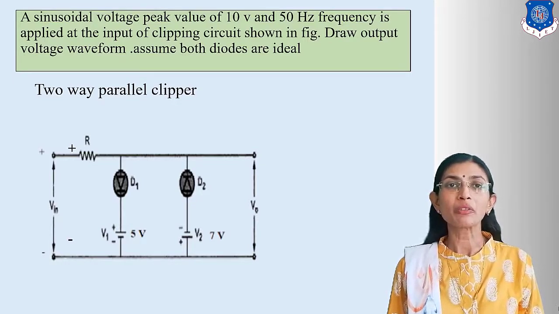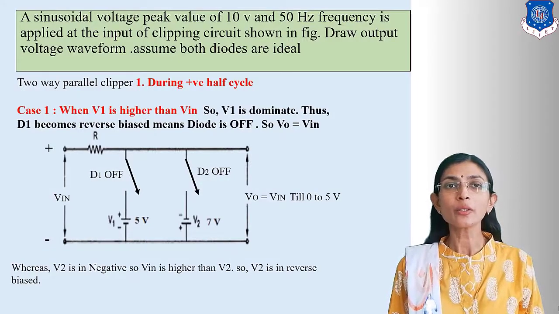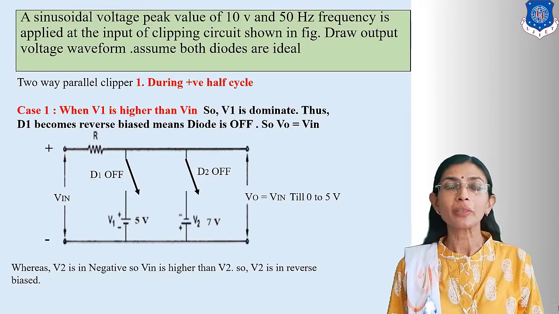So let's start with the first case, that is during positive half cycle of the input. This is also known as bidirectional clipper or two-way clipper. Theoretically, it can be asked to write a short note on two-way clipper or bidirectional clipper. So we will explain the working in two main cases, first during positive half cycle.